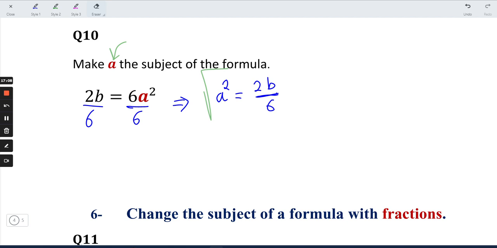Now taking the square root of both sides, a squared will be cancelled with the square root. We'll get a equals the square root of the fraction. You can simplify 2 over 3, you will get 2 over 6, which is 1 over 3 times b, which is b over 3.